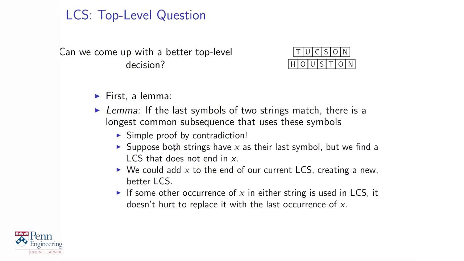So it cannot be that there's an X at the end of both strings and the longest common subsequence does not end in X. But in fact, if it uses an X from a different occurrence in one of the strings rather than the last occurrence of X in one of the strings, we could switch that to making it the last occurrence and we would not change the LCS at all. So without loss of generality, we can assume that the last symbols, if they agree, can be used as the last symbol of the longest common subsequence.